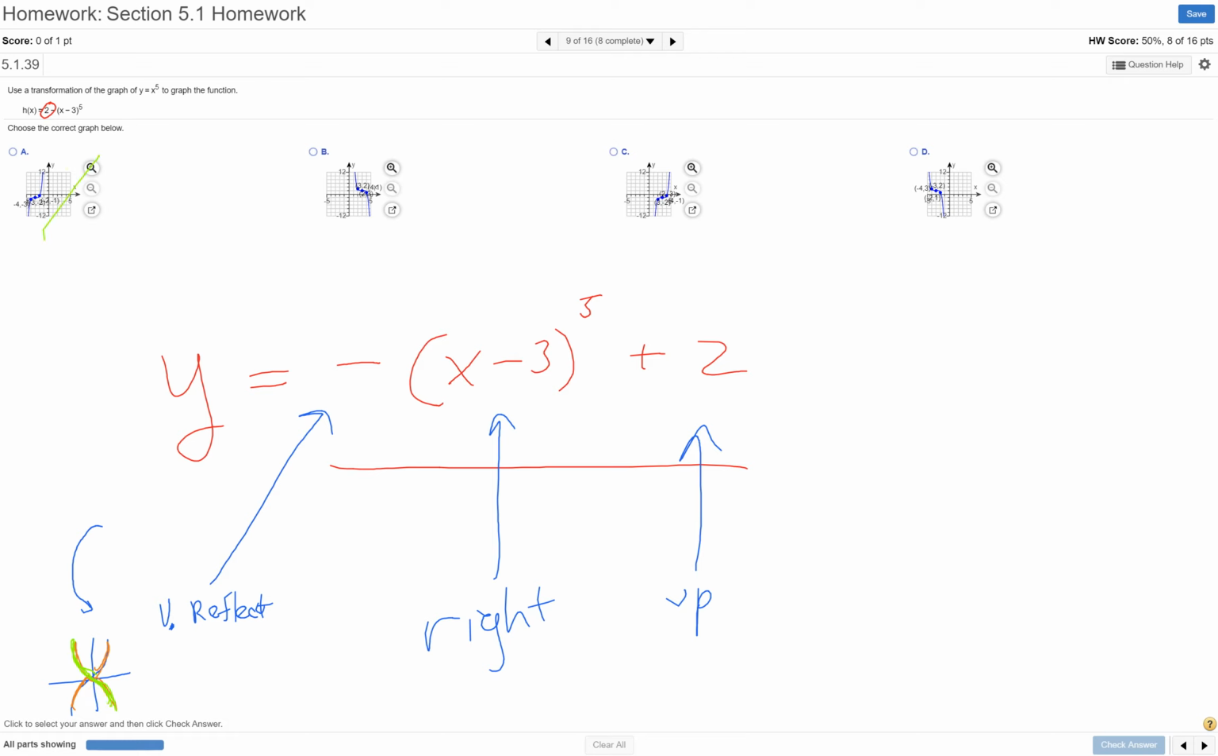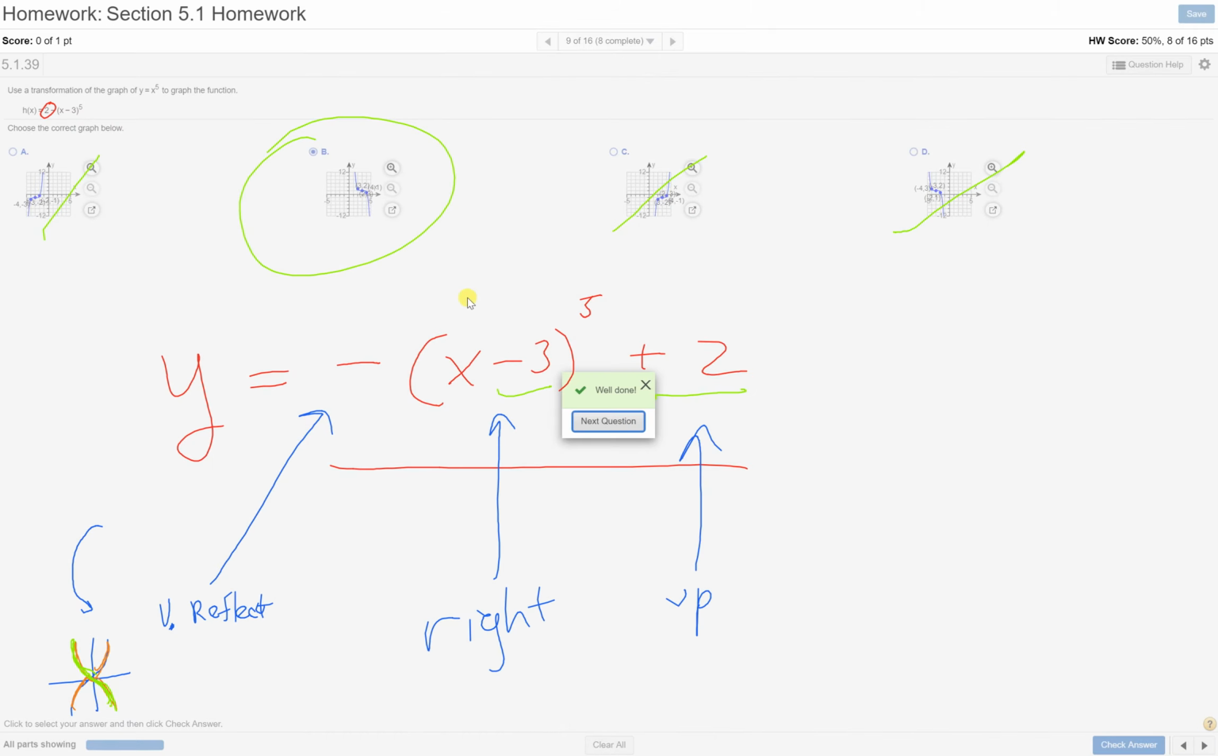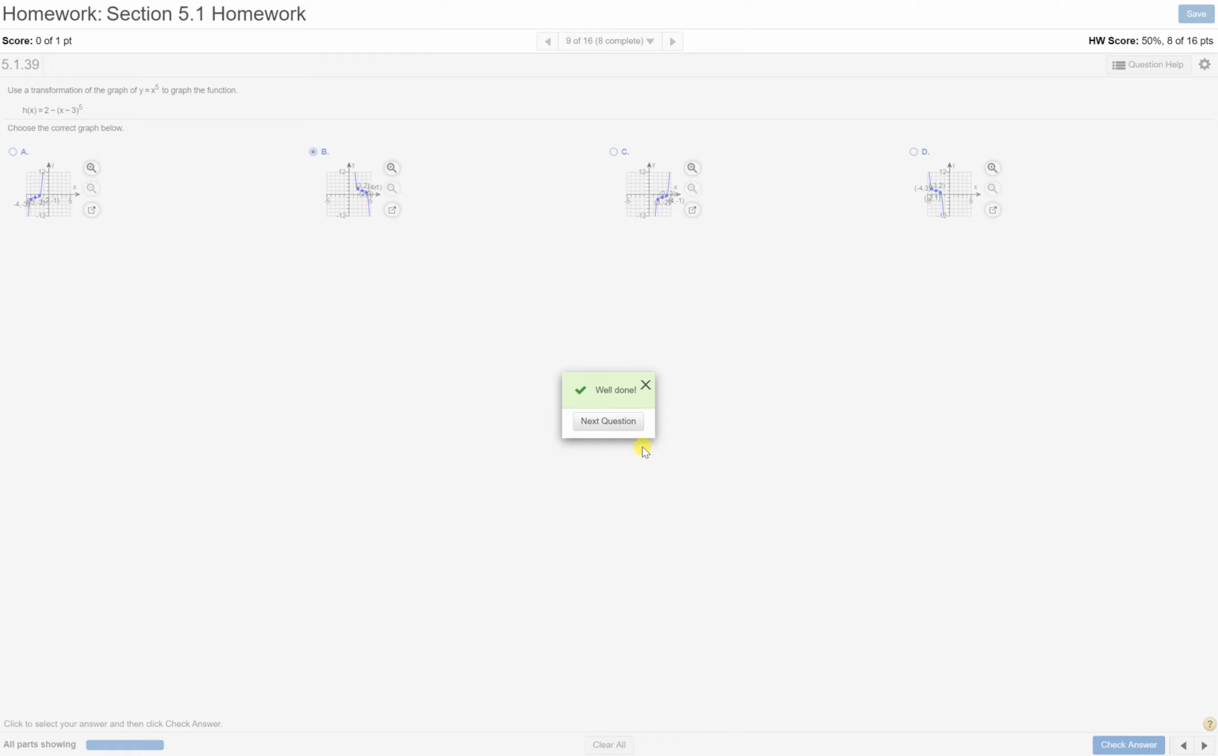So we can get rid of A, and we can get rid of C, because it's not reflected. So B and D definitely reflected it. Now, it's supposed to move to the right 3. So look at B. It went to the right, D went to the left. We can get rid of D. The answer has to be B. Did it go up just in case? Yes, it did. It went up just a little bit, like it says there. So the answer should be B. So let's find out. B. We're going to check our answer, and it says, well done. So let's clear this up before I move on. Alrighty, next question.